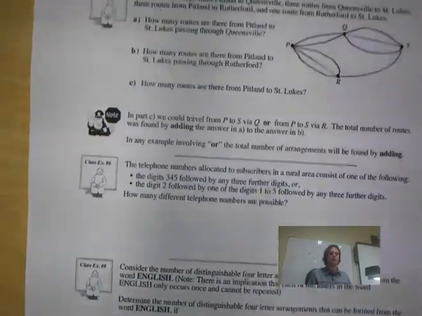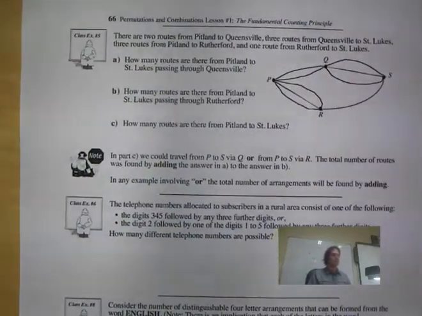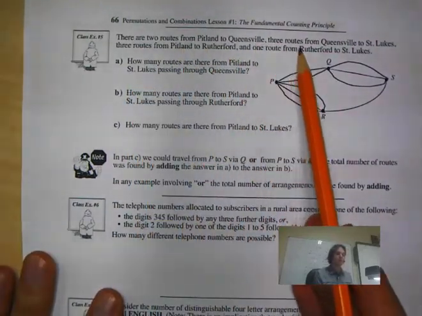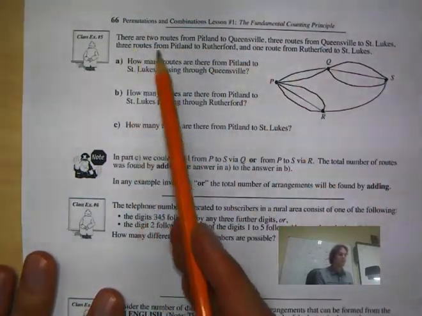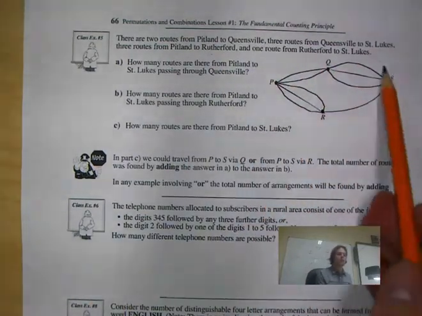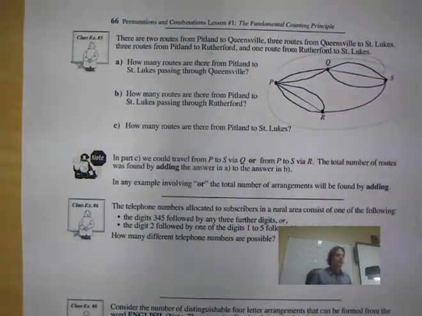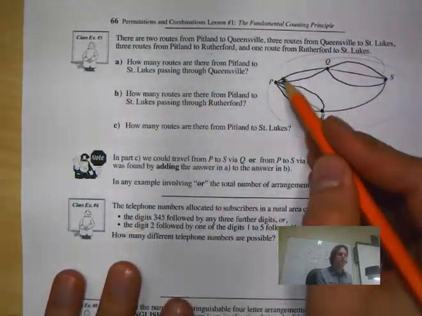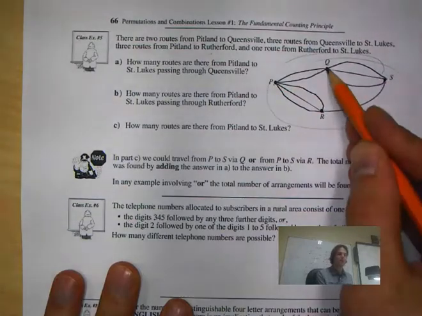All right, let's take a look here at example number 5. It says, there are 2 routes from Pitland to Queensville, 3 routes from Queensville to St. Luke's, 3 routes from Pitland to Rutherford, and 1 route from Rutherford to St. Luke's. So here's the diagram that helps illustrate it. How many routes are there from Pitland to St. Luke's passing through Queensville? So we want to go from here to here, but passing through there.